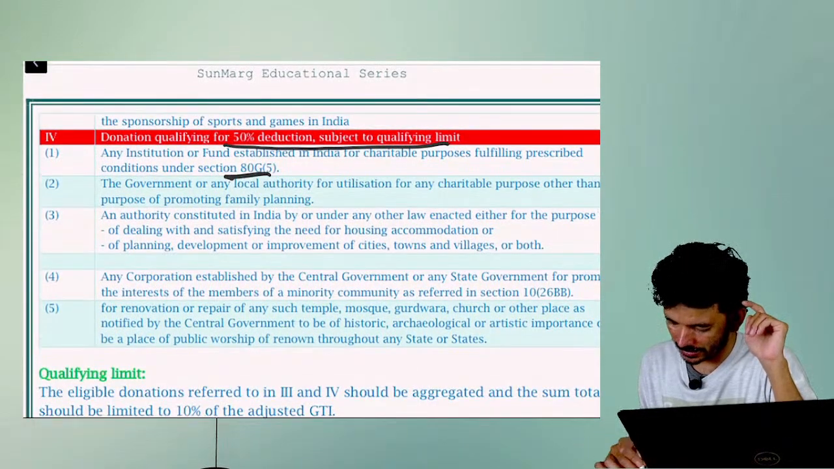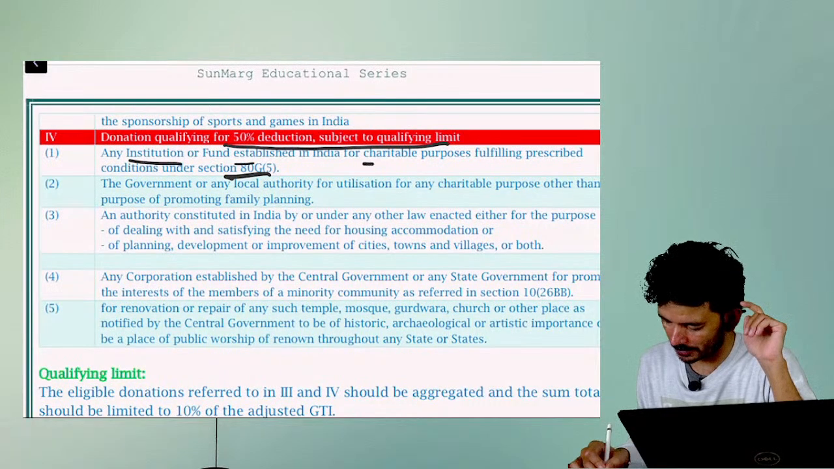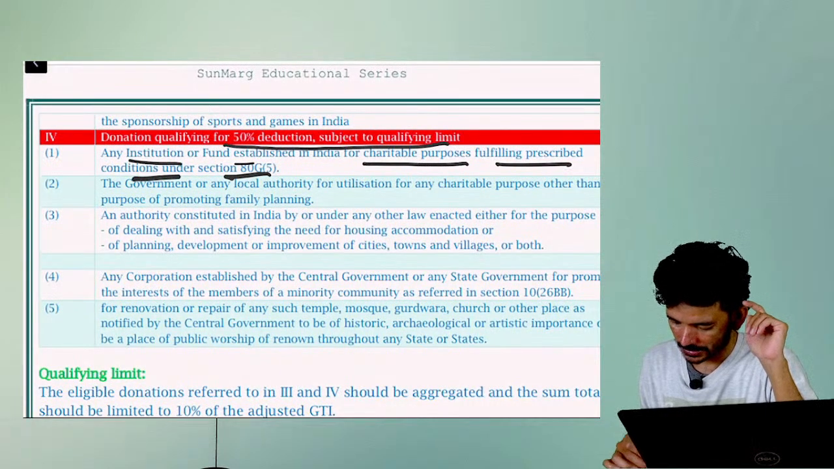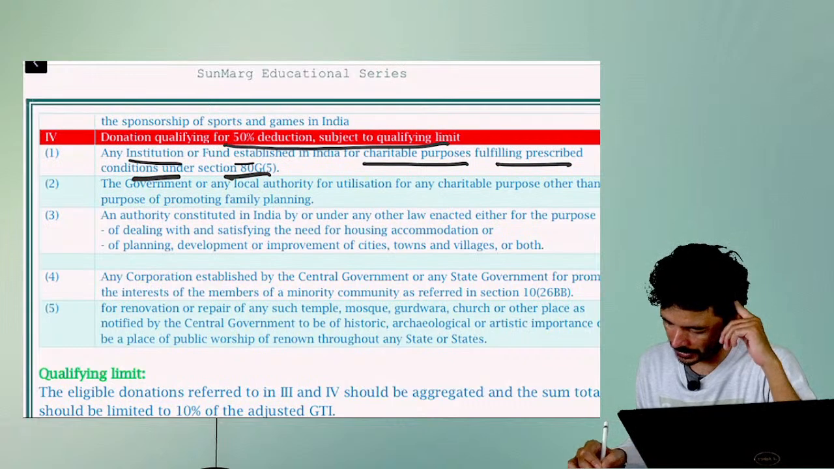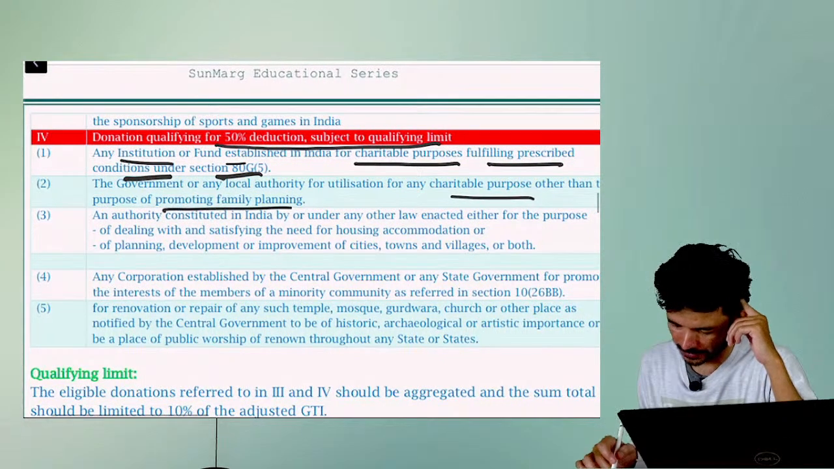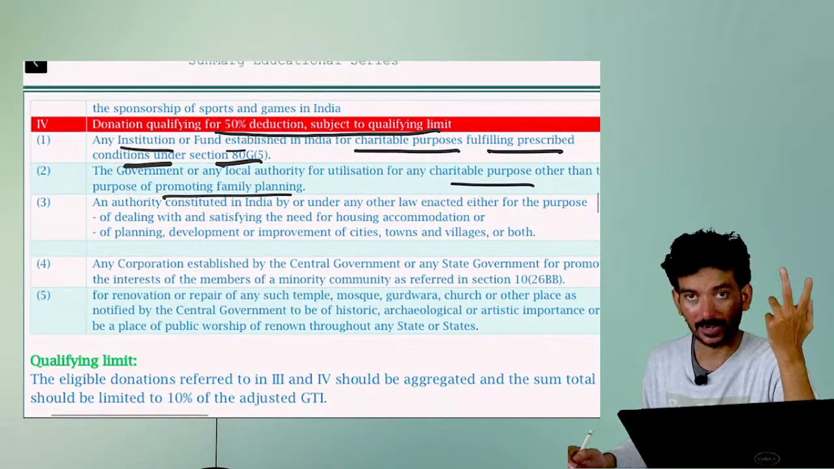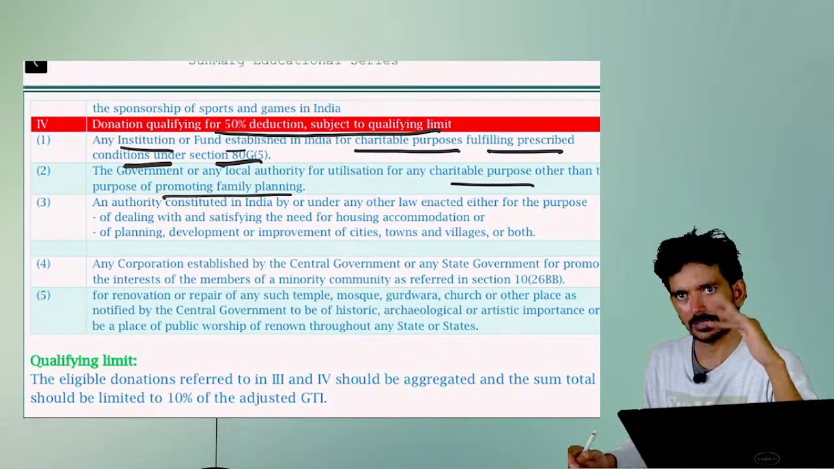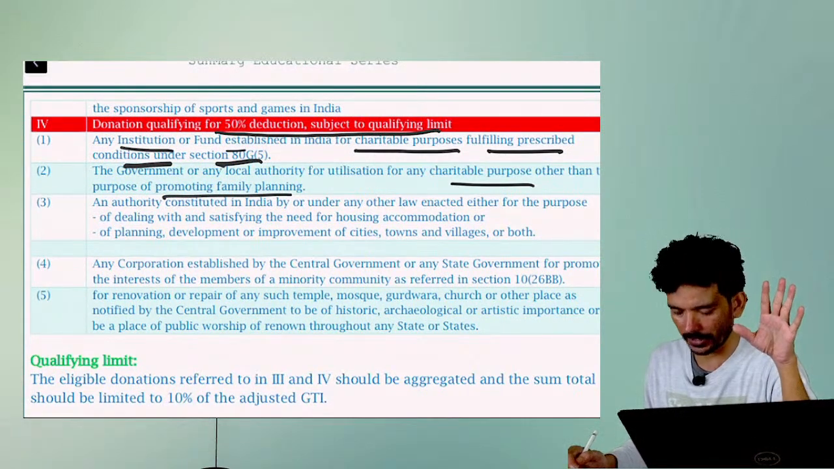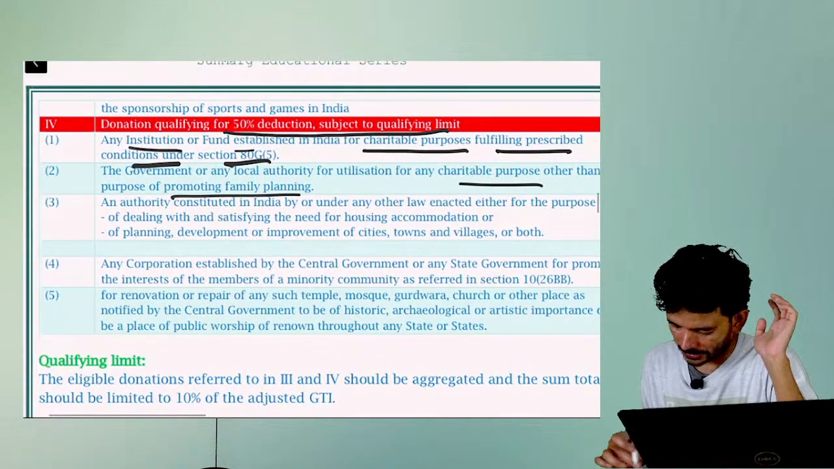And the donations, 50% donation subject to qualifying limit. One is ATG, like you have institutions, funds established for charitable purpose fulfilling the conditions. Government or local authority for utilization of any charitable purpose other than the promoting family planning. Again, family planning is 100% with the limit. 50% is other than family planning, any charitable purpose you are doing, that is 50% with limit.